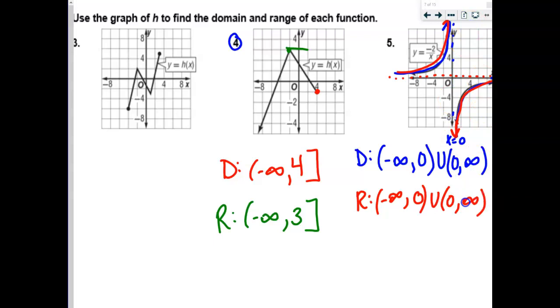Their domain and range looked identical. That only was because you had a special rational function that had both a vertical and a horizontal asymptote at 0. We're going to have a whole unit on rationals later where they don't always have that.